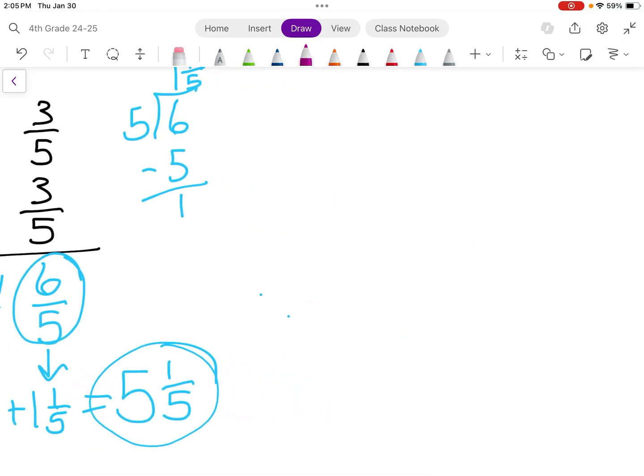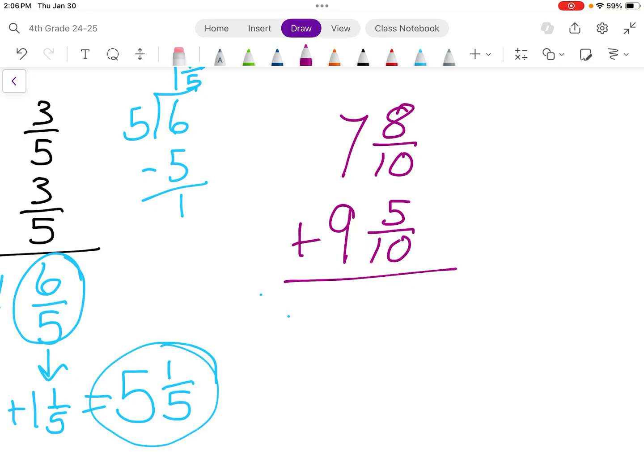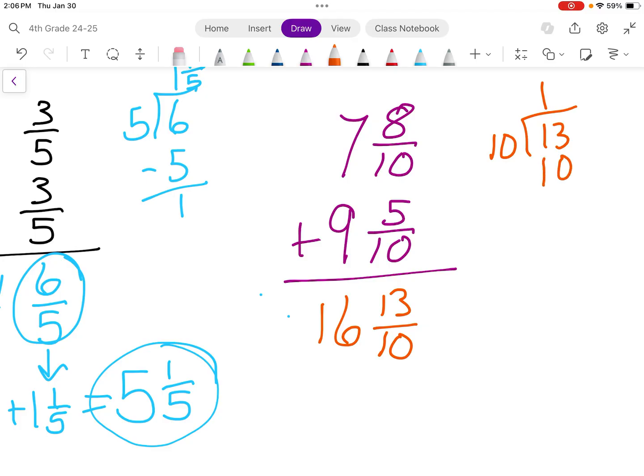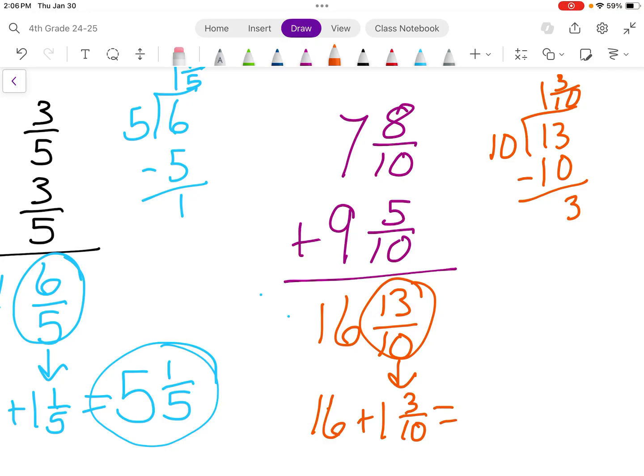Third example, and we'll do about 4 adding and 4 subtracting before we get into the multiplying. We'll take 7 8/10 plus 9 5/10. Again, we start with our fractions. 8 plus 5 is 13/10. 7 plus 9 is 16. Again, we don't want the numerator bigger than the denominator, so we'll take 13 divided by 10. 10 fits into 13 one time. 1 times 10 is 10. 13 minus 10 is 3. 3 now becomes my numerator. 10 is my denominator. So we turned 13/10 into 1 3/10. We'll just add that 16 to it for our answer to equal 17 3/10.